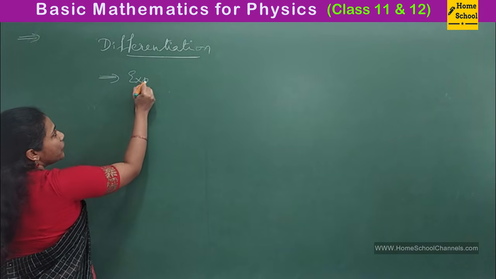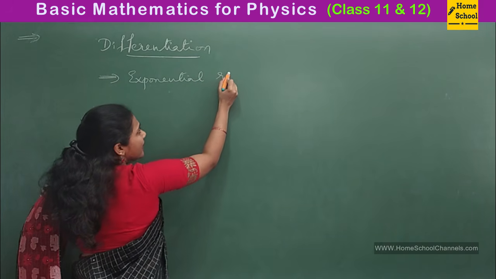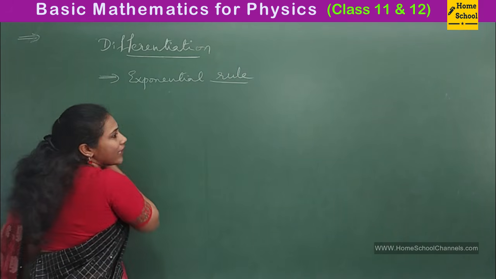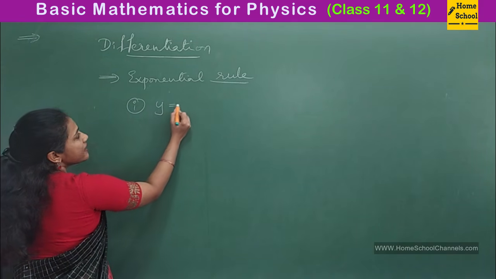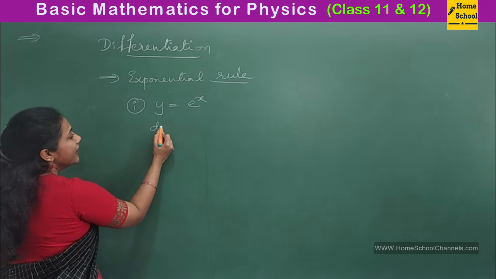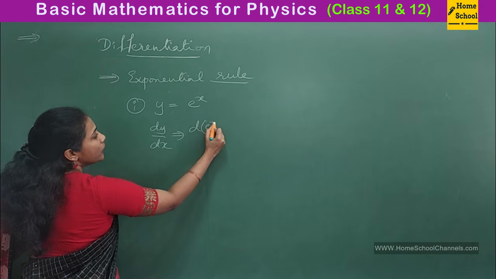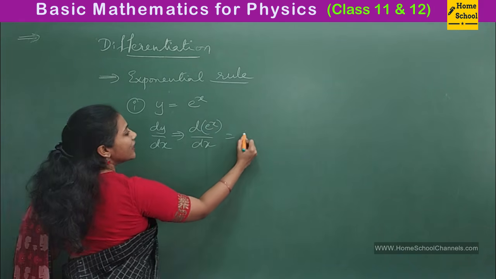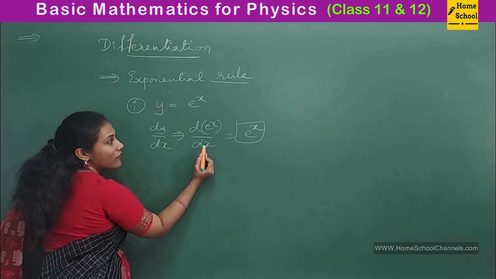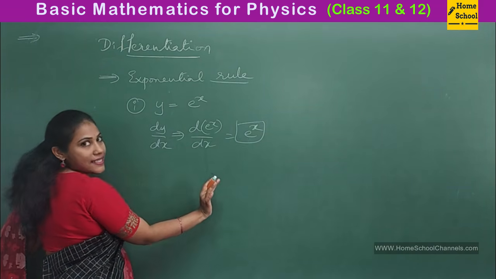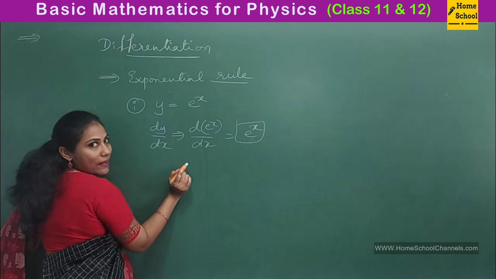Now, the exponential rule. That means if you have an exponential function, what are the formulas we have to use? Formula number 1: if you have y is equal to e power x, then dy by dx, that is d of e to the power x by dx, is equal to e to the power x only. Differentiation of e to the power x is always e to the power x itself.